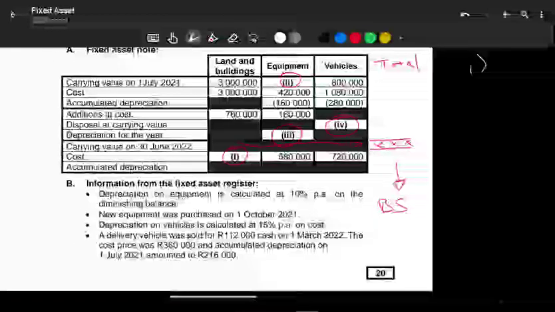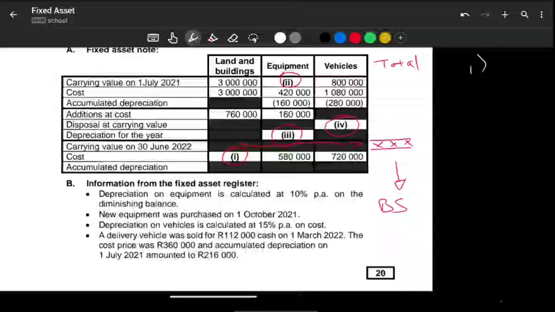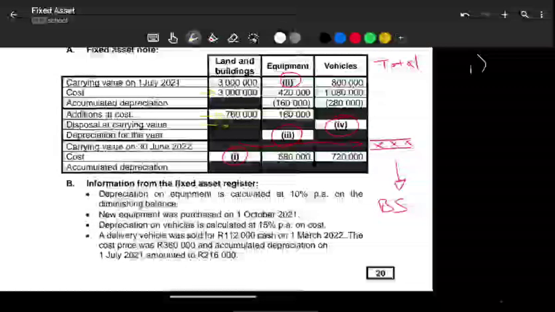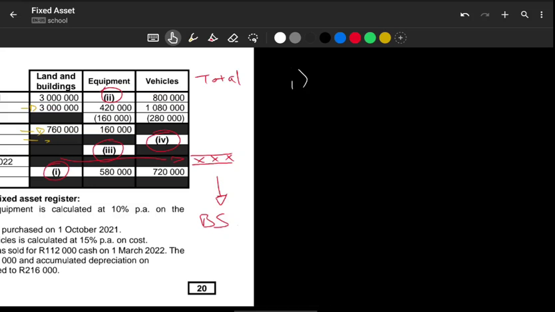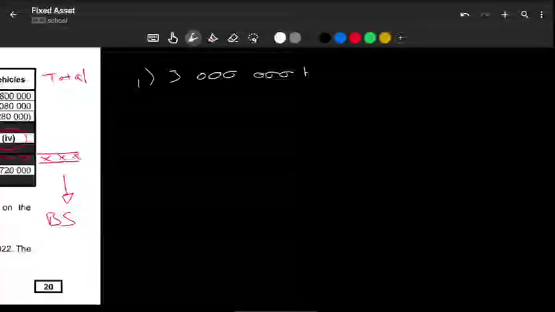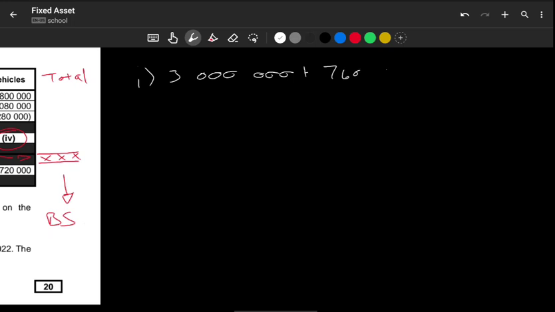So we know that your cost at the end is just your cost in the beginning plus your additions minus any disposals, right? Since there are no disposals, it's just cost plus additions. So there we know that our cost is 3 million rand, 3 plus 760,000, right? That will give us 3,760,000. That is your answer, just like that, simple.